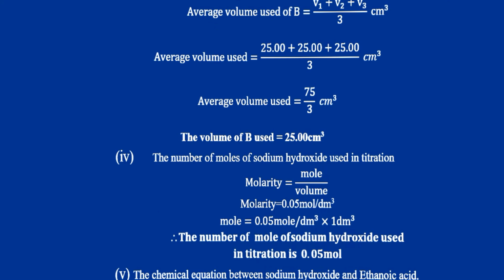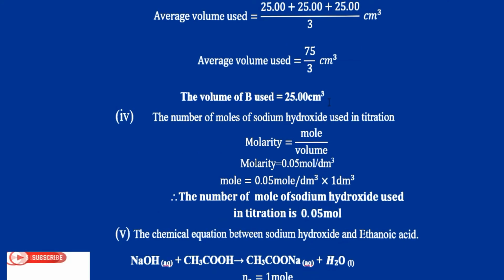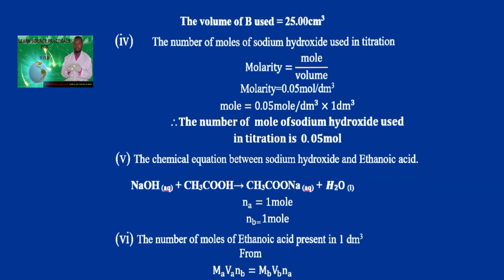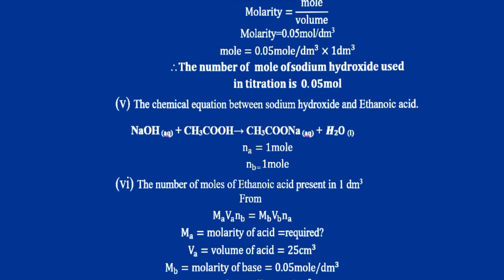So the chemical equation between sodium hydroxide and ethanoic acid, that is our chemical equation, is very important to write in that way. Make sure you consider the state symbols. So here this is aqueous, this is aqueous solution, this is aqueous solution, this is aqueous solution. So it's very important to note. The molar ratio is 1 to 1.